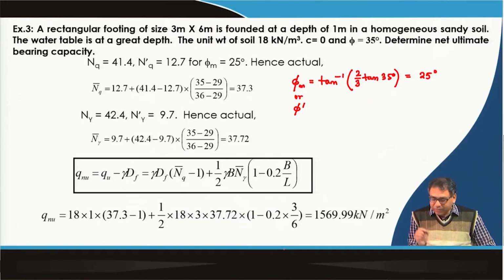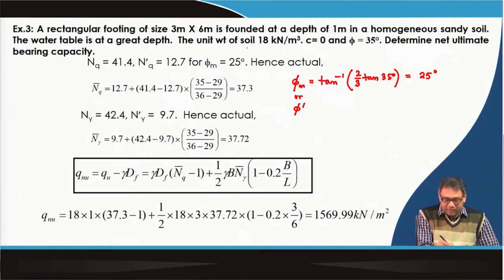So, what we will do? We will calculate the bearing capacity factor corresponding to phi m equal to 25 degree. So, that is the local shear failure consideration. So, that value is Nq is 41.4.